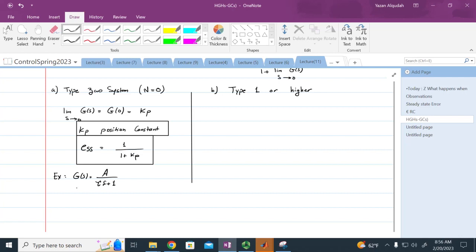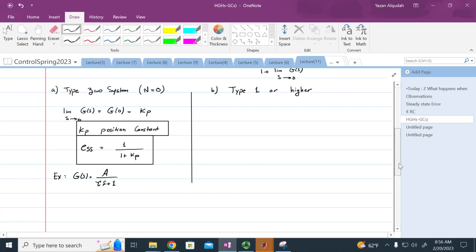Because if I take all the free S in the numerator, there's no free S in the numerator. If I take all the free S in the denominator, there's no free S. There's no S that multiplies this term. I cannot take S as a common factor. There is S here, but that's not the S we're talking about. It's the S that multiplies the whole term that I can take as a common factor. There is no S that I can take, therefore S to the 0. So this is a type 0 system.